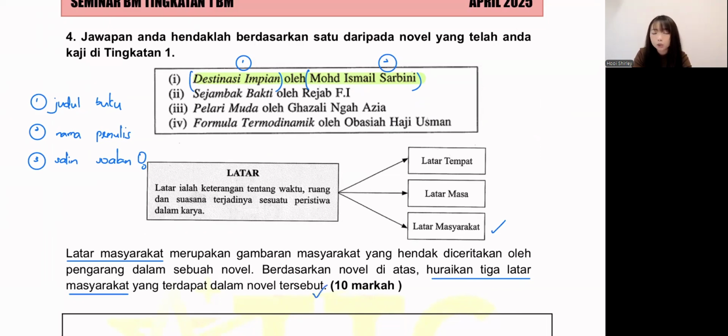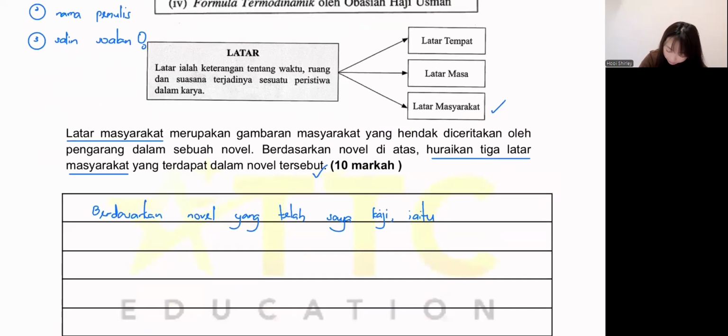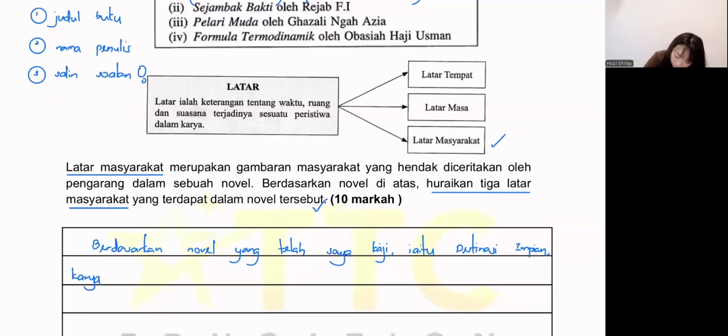When you answer that, you must include the name of the novel and also the author's name. First of all, you will answer in this way: Berdasarkan novel yang telah saya kaji, iaitu, then you write down the novel name, Destinasi Impian. And then karya, write down the author name. The author name here is Muhammad Ismail Sabrini. No matter which state you are from, the answering technique will be the same. Just the contents might be different, but the answering technique is the same.